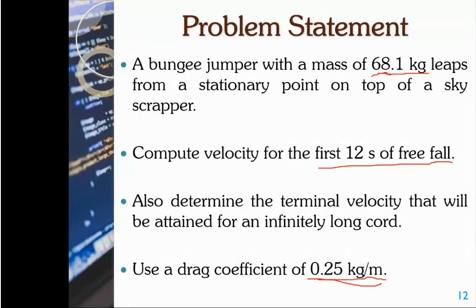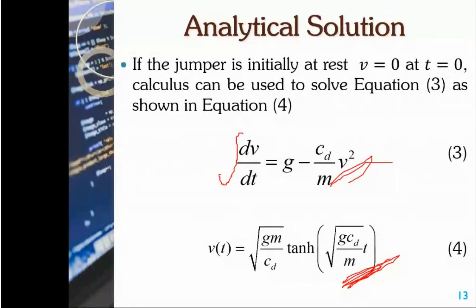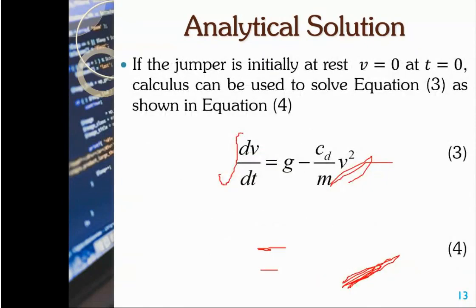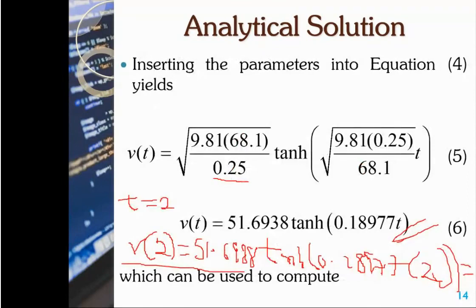Okay, so for us to get this, all we need to do is to place in the parameters that we've been given. So for G, which is our gravity, we know to be 9.81. We've been given a mass of this jumper to be 68.1, and we've been given a drag coefficient, that is CD, to be 0.25 kilogram per meter, all from the question. So after substituting everything in there, this becomes our final model, and that is what we are going to use.